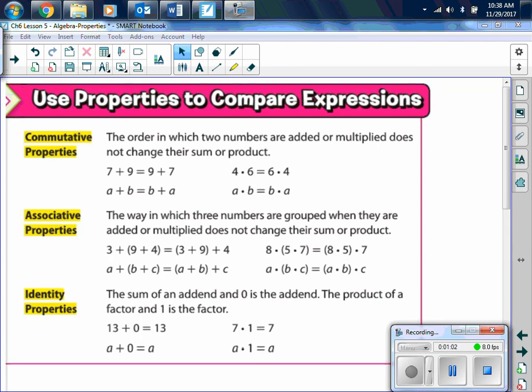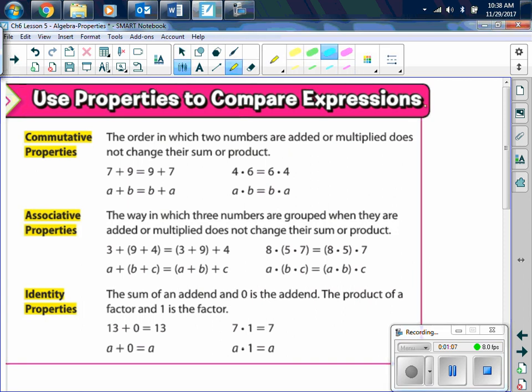So today we're going to use properties to compare expressions. Please make sure that you write down your heading. Okay? And we are going to write down all of these properties. So the first property is the commutative property. The commutative property says that the order in which two numbers are added or multiplied does not change their sum or product. Okay? And I would like for you to make sure that you get the general form, at least the general form, written into your notes.